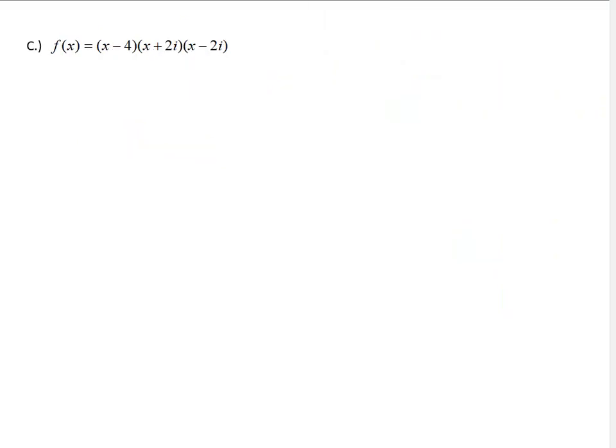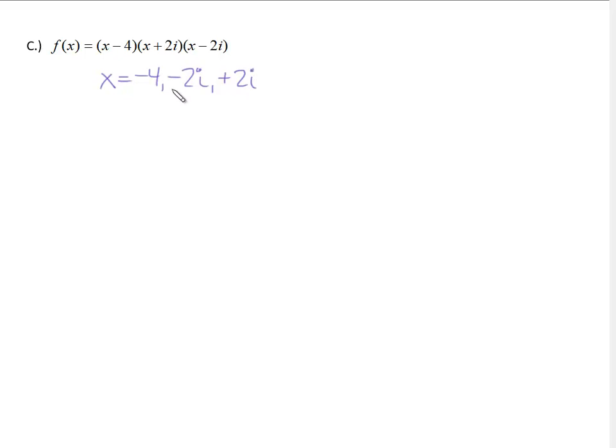Alright, our next example, this time we have some imaginary roots over here. When we set these equal to 0 and use our zero product property, we still get x should equal -4, -2i, and +2i.